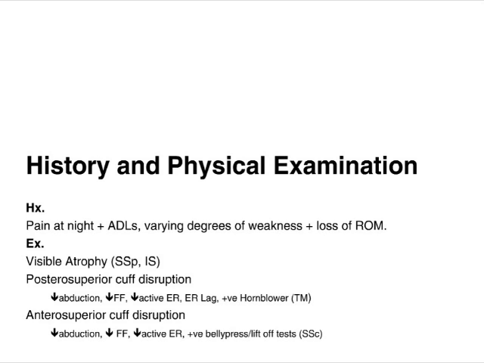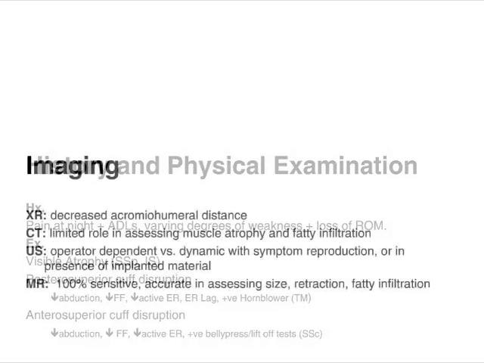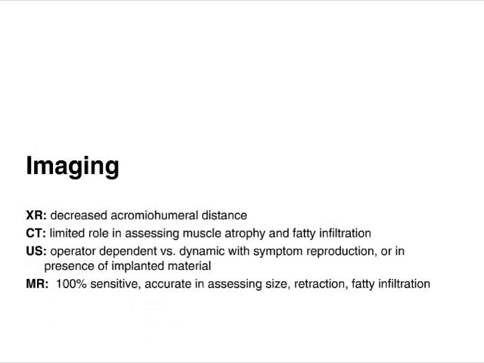Looking at imaging, on X-ray with massive cuff tears, you often see decreased acromiohumeral distance or superior migration of the humeral head. I've been referred a few patients by emergency querying shoulder dislocation when in fact they just have a massive cuff tear, with the humerus sitting quite superior. CT does have a limited role in assessing muscle atrophy and fatty infiltration.